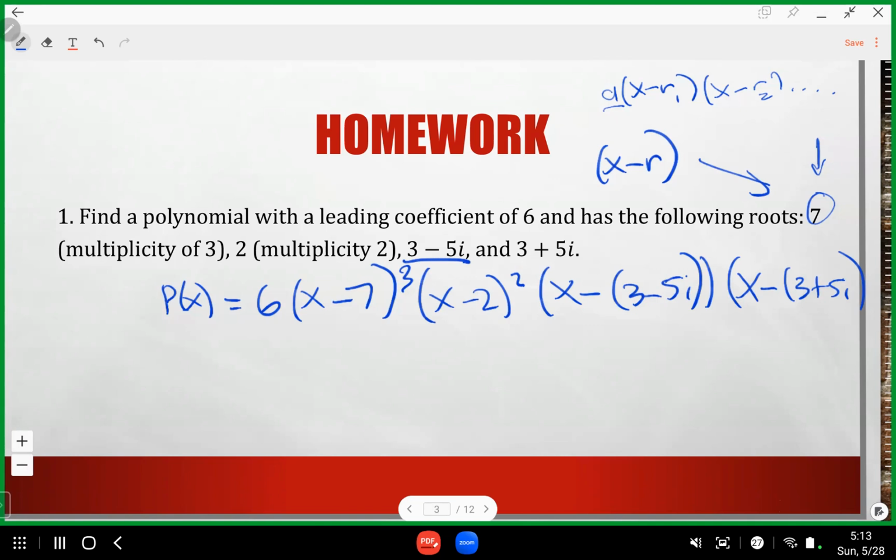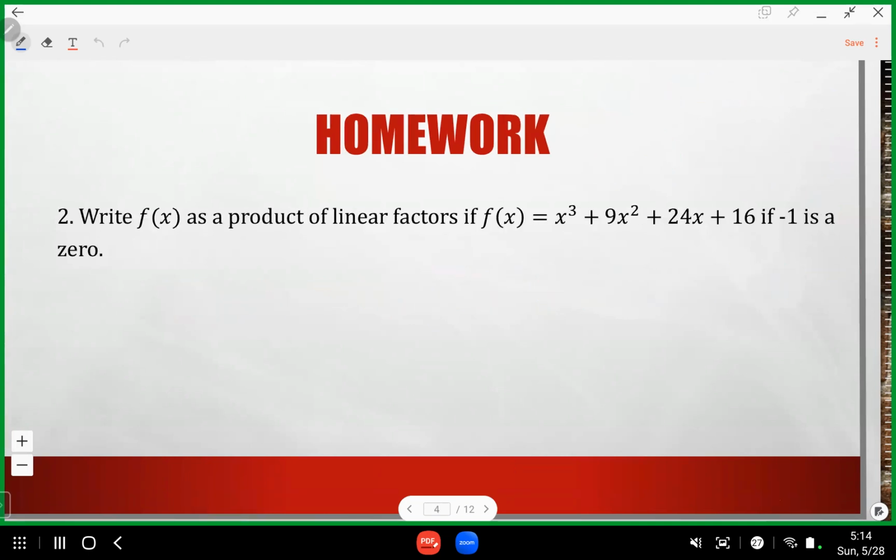Okay, so that is all for this problem. Let's do the next one. I'm going to give you, let's say, 2 minutes to do this one, if you haven't already, and then we can start.